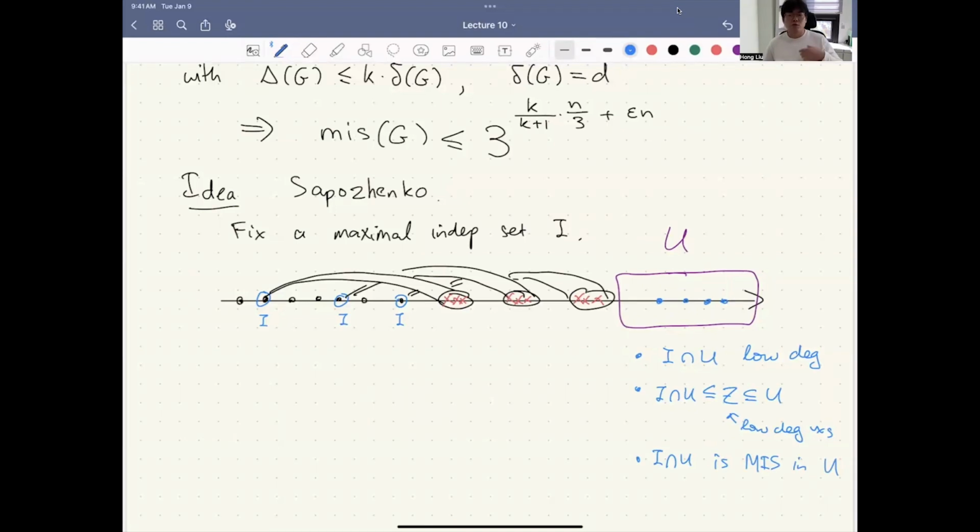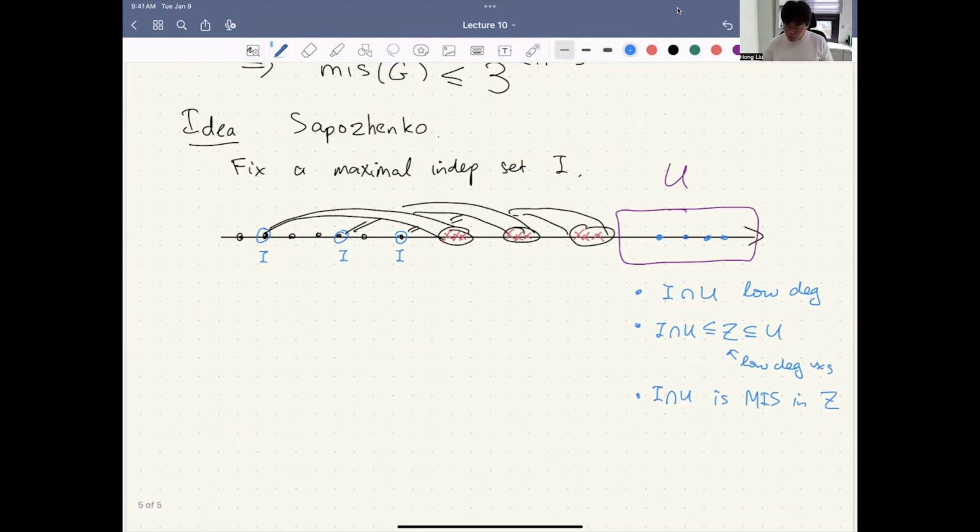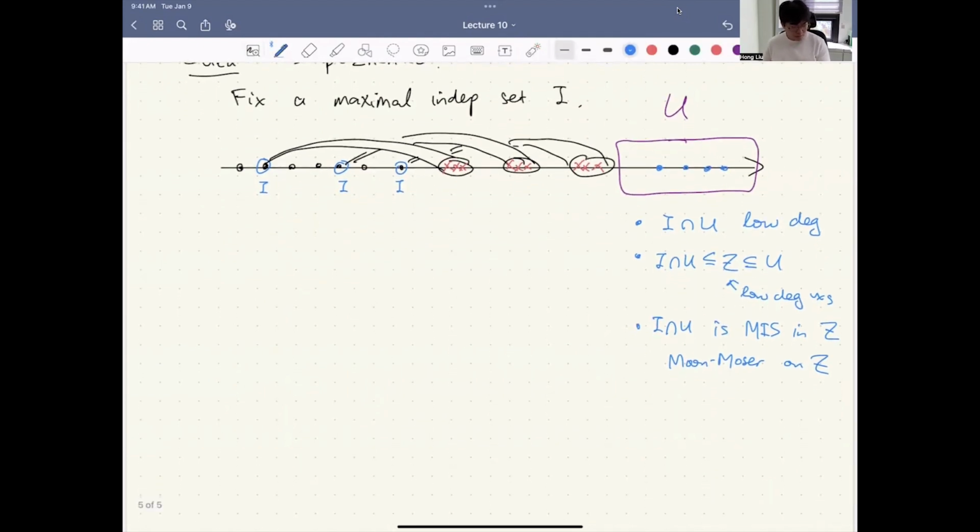Okay, so we can use the Moon and Moser results on U. Sorry, on Z. We can use Moon and Moser on Z. All we need to show is that Z is not too large. So why is Z not too large?